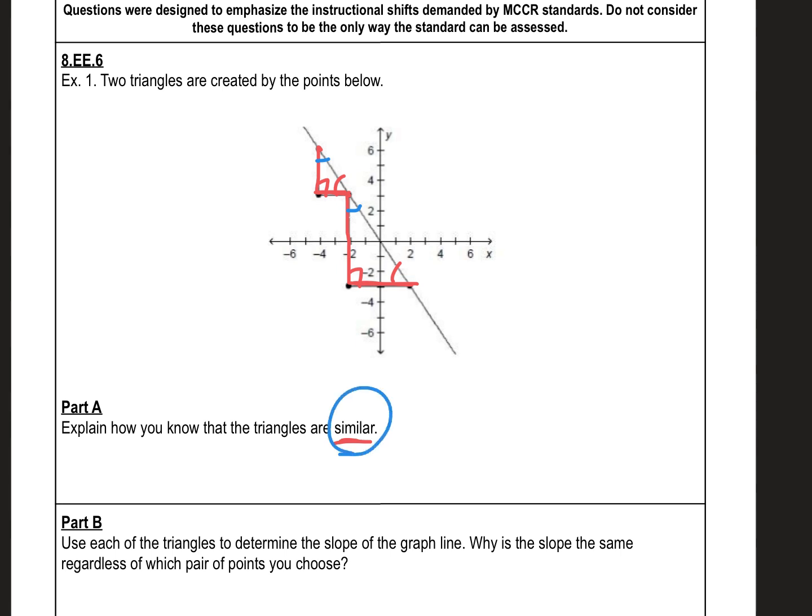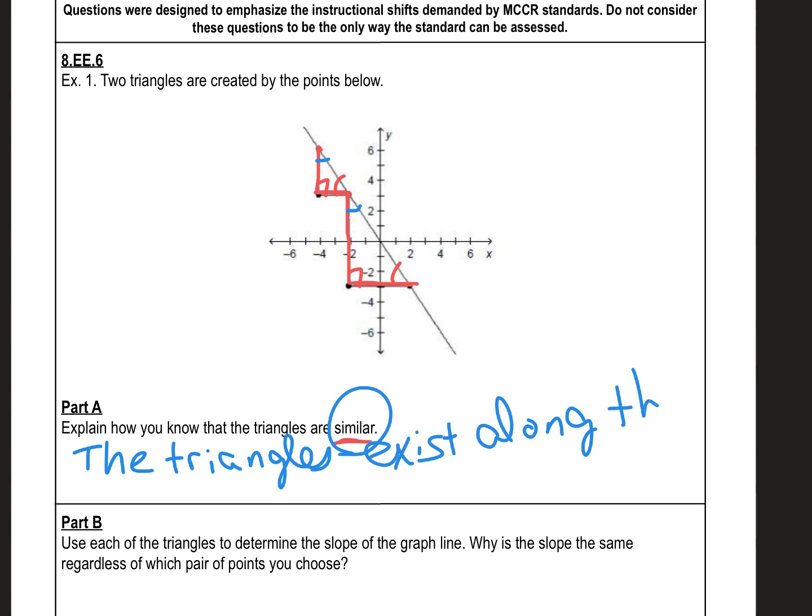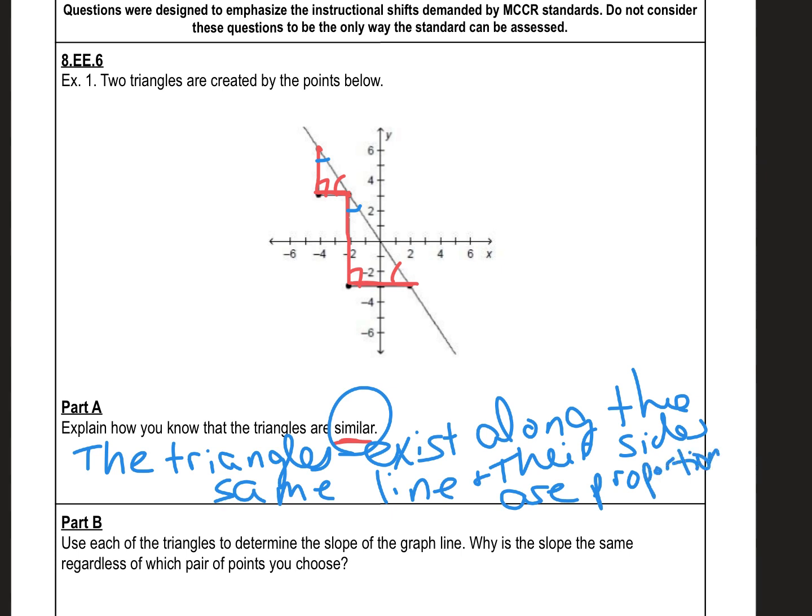So that's what we can say: the triangles exist along the same line. Knowing that means that they must be similar, and their sides are proportional. Because if we use them, proportional, I can spell proportional.